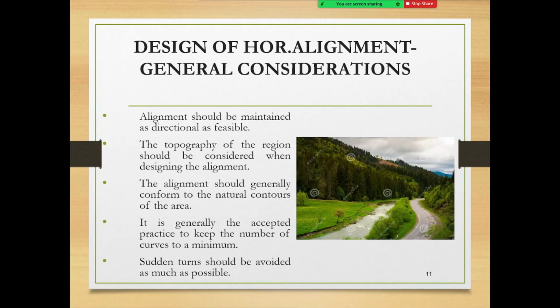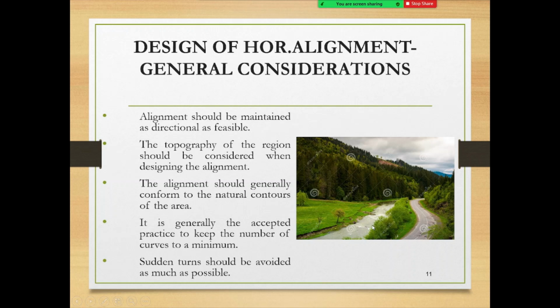And the other one is that the topography of the region should be considered when designing the alignment. Now I have selected such a picture here. Can you see that there is a canal or a river, and that road has been designed considering the topography of the region? Can you see that the road blends nicely with the environment? What if, rather than having this curve, you are going this way without considering the curve of this canal or the river? Then it is not going to blend with the environment.